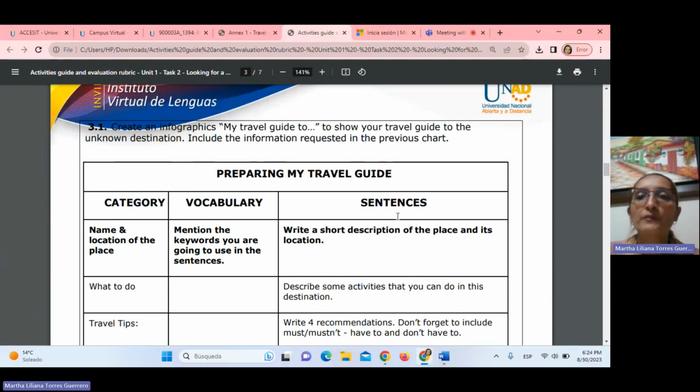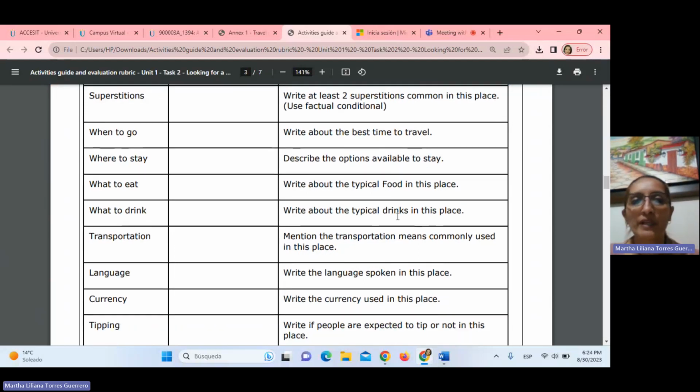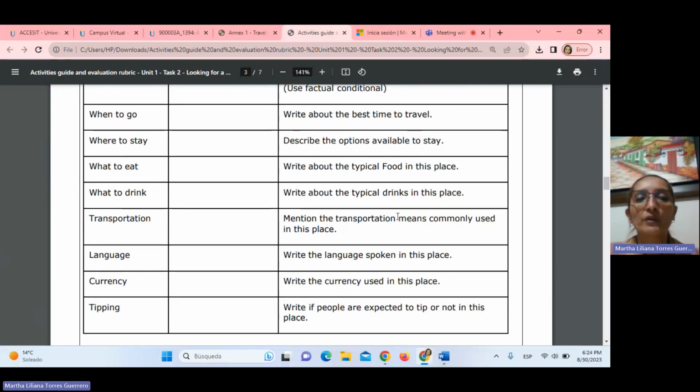But remember, the infography must be very colorful with a lot of images, and you must include all the information that is in this chart, not one or three categories. No more, you have to include all the categories. Because it's supposed that you will promote an unknown place.